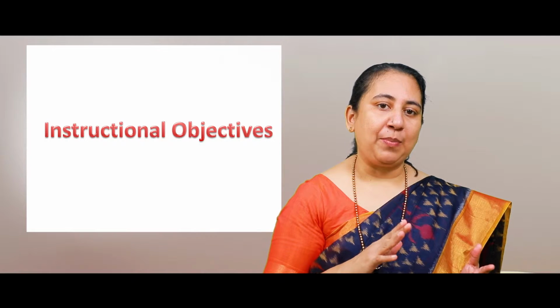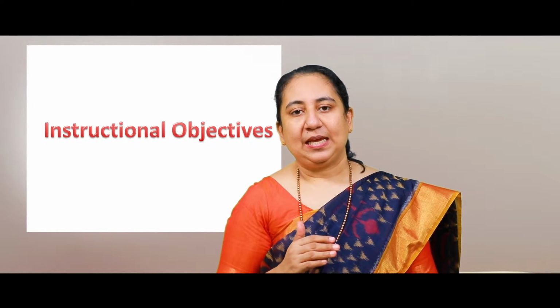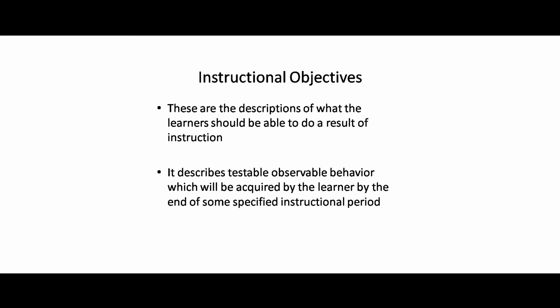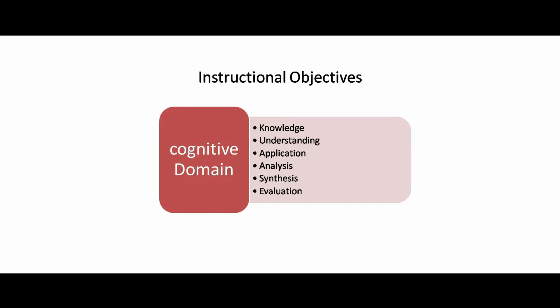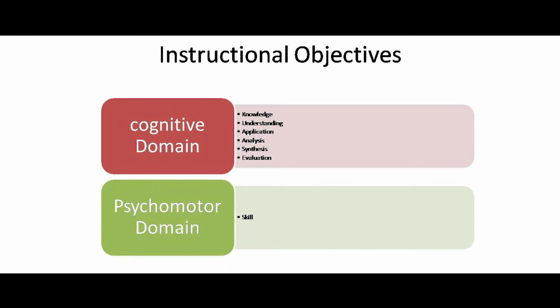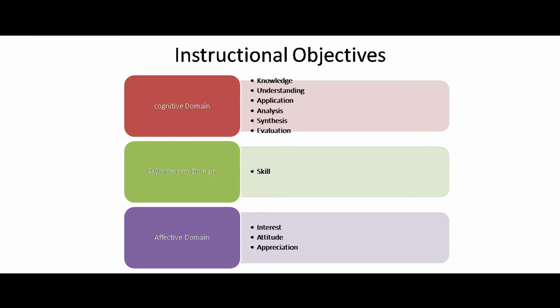Now we will discuss instructional objectives. These are the descriptions of what the learners should be able to do as a result of instruction. They describe testable, observable behavior which will be acquired by the learner by the end of some specified instructional period. The instructional objectives within the classroom instruction are knowledge, understanding, application, analysis, synthesis, evaluation from cognitive domain, skill from psychomotor domain and interest, attitude and appreciation from affective domain.